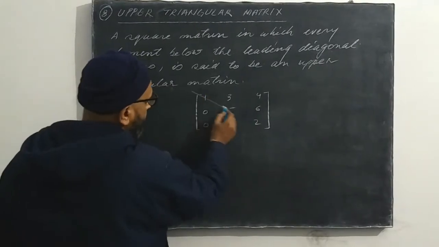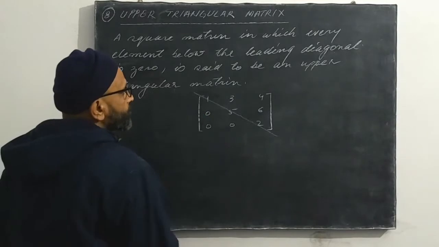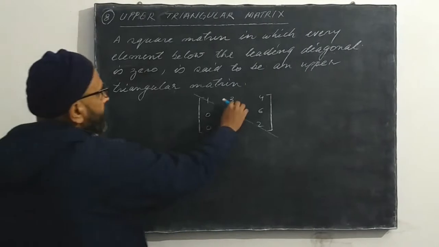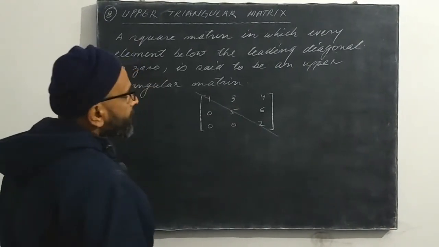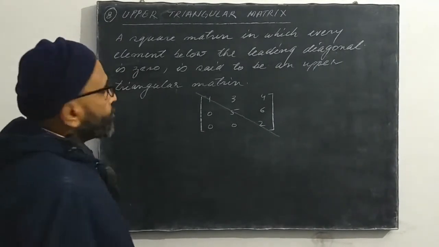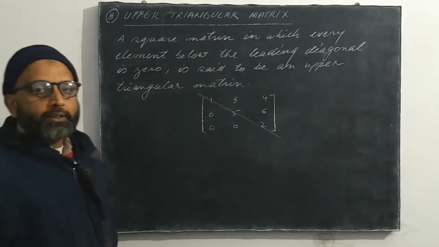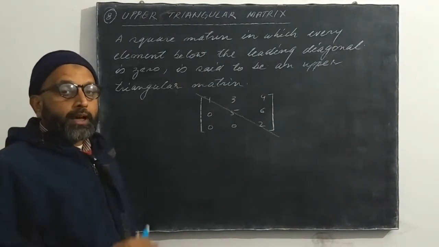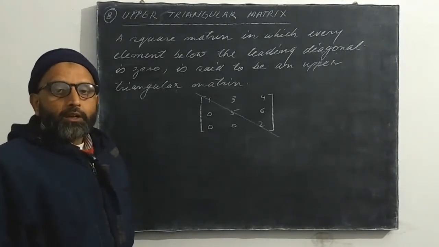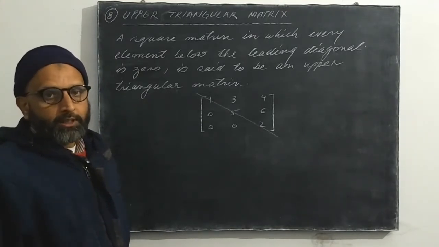So if we see, the leading diagonal is this, and below the leading diagonal every element is 0. So a square matrix in which every element below the leading diagonal is 0 is said to be an upper triangular matrix. In the same way, we may define the lower triangular matrix, and it is defined as a square matrix in which every element above the leading diagonal is 0, that is said to be a lower triangular matrix.